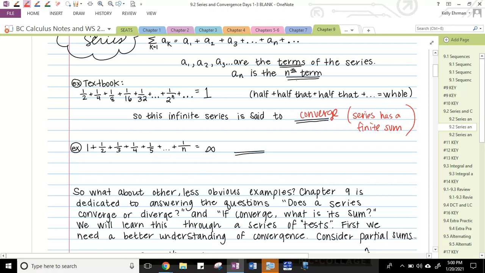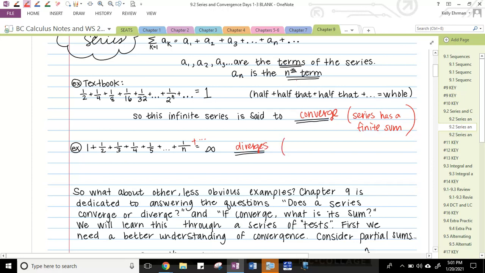Another thing that's kind of interesting, and again, we will get into the math behind this in a minute, is 1 plus 1/2 plus 1/3 plus 1/4, where the pattern is plus 1/n. That does not add up to a finite sum. It adds up to infinity. It will continue to grow. So we say that that diverges.